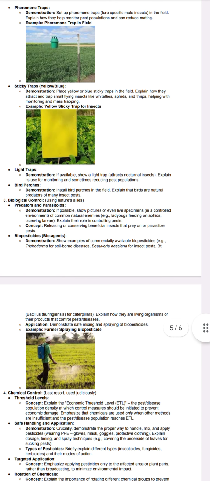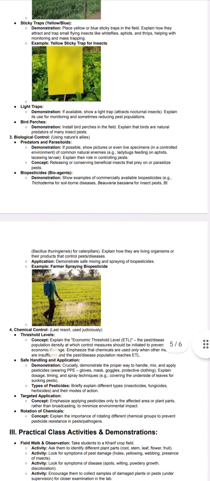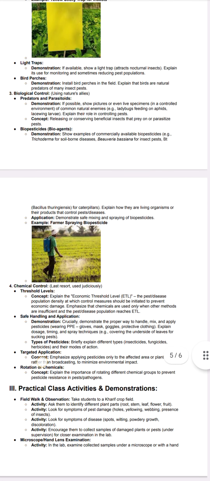Biological control using natural allies, predators, and parasites. Demonstrate, if possible, showing pictures or even specimens in a controlled environment of common natural enemies: ladybugs, bugs feeding on aphids, lacewing larvae. Explain their role in controlling pests. Concept: releasing or conserving beneficial insects that prey on or parasitize pests.